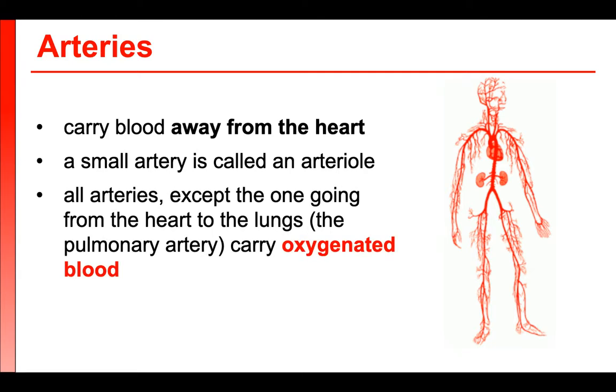All the arteries, except for one, carry oxygenated blood, which is why they're normally shown as red, because the blood is oxygenated. The one artery that goes from the heart to the lungs, which is the pulmonary artery, carries deoxygenated blood. So it's the exception. So the key thing here is the arteries are carrying blood away from the heart, and they are mostly carrying oxygenated blood, but there is one that does not.